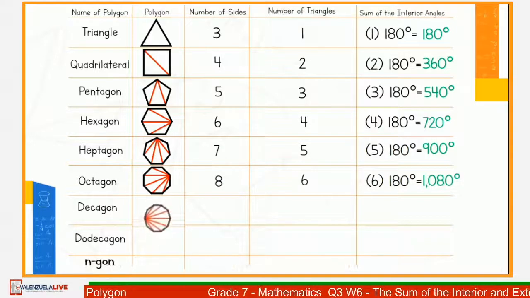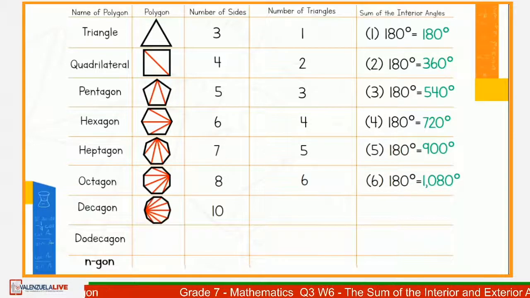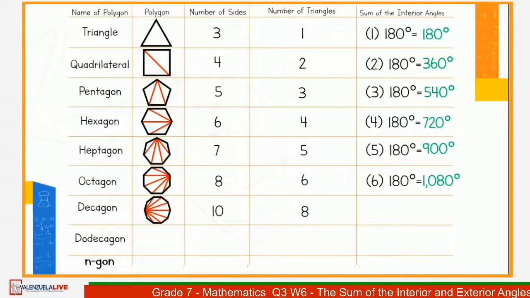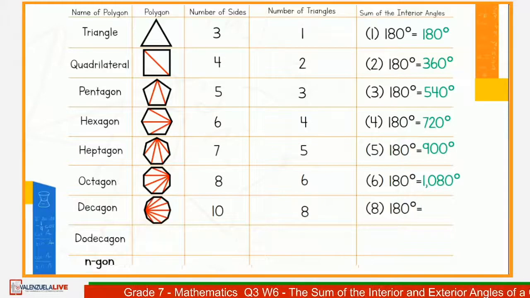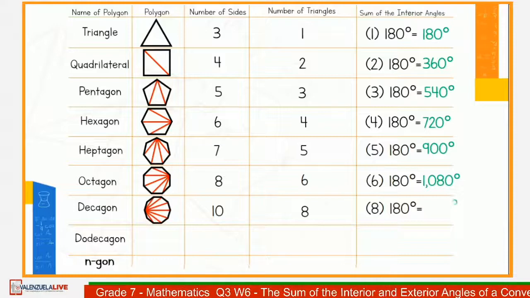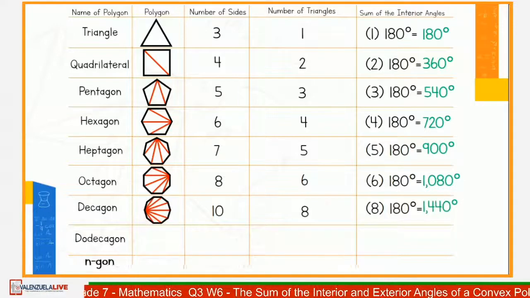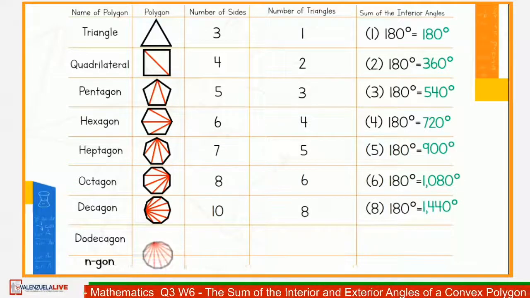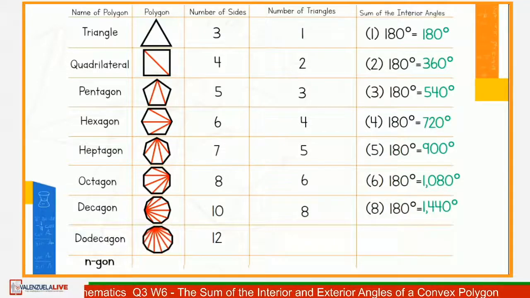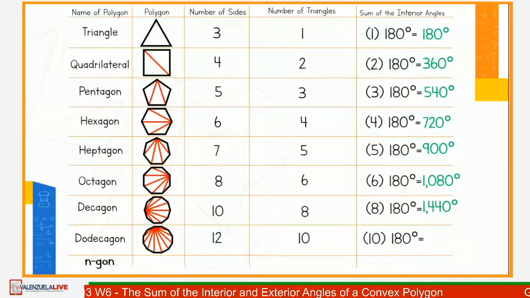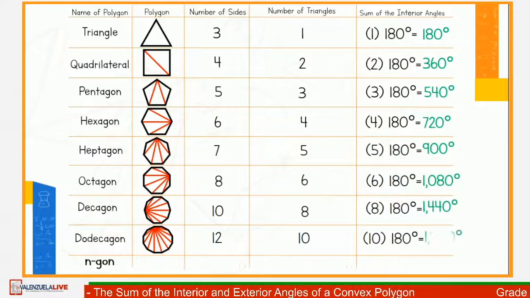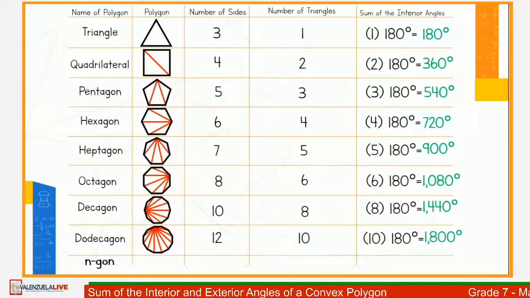A decagon, however, has 10 sides and can be divided into 8 triangles. Will sum up to 1,440 degrees. And a dodecagon, which has 12 sides and can be divided into 10 triangles, will sum up to 1,800 degrees. Have you noticed a pattern here?